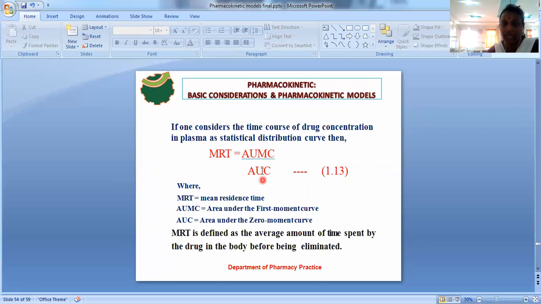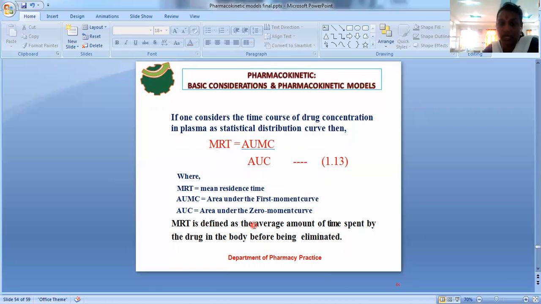Already you know what the AUC is. The total integrated area under the plasma concentration time profile is the AUC. AUC is determined by considering C, that means AUC is the integral from 0 to infinity of C dt. But AUMC considers the product of C and t. MRT is determined using the formula AUMC divided by AUC. MRT is the mean residence time, AUMC is the area under the first moment curve, and AUC is the area under the zero moment curve, or the area under the curve.